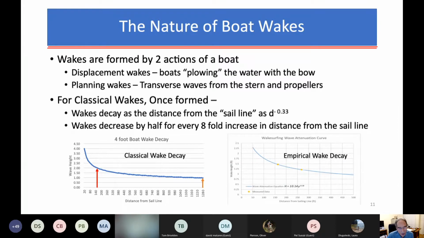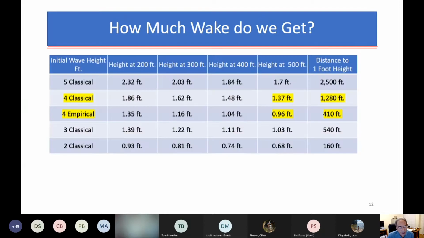Now, those numbers are hard to read, so let's look at it in table form. Here's the wake heights on the left for 5, 4, 3, and 2 foot wakes. And let's focus on the 4 foot ones for the classical and the empirical. So the classical, as I showed on the previous chart, it runs out to 1,280 feet to get a 1 foot height wake.